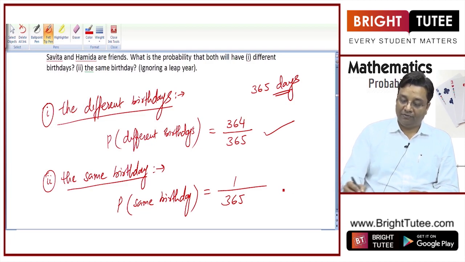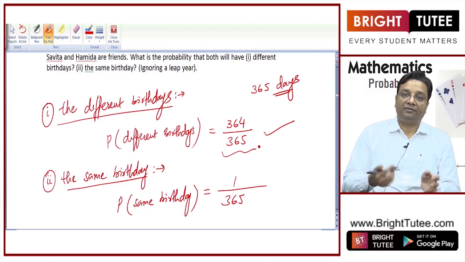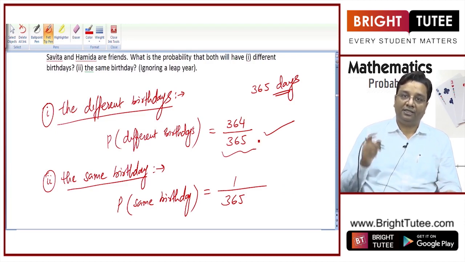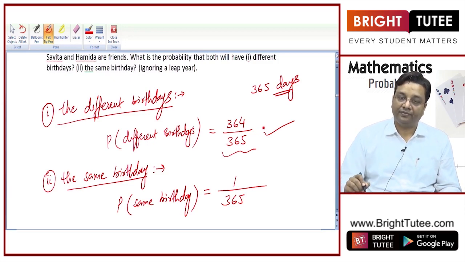So, this is the probability of having the same birthday. This you could have calculated by 1 minus this also, right? If they do not have different birthdays, they will have the same birthday. So 1 minus the probability of getting different birthdays is also 1 by 365, right.